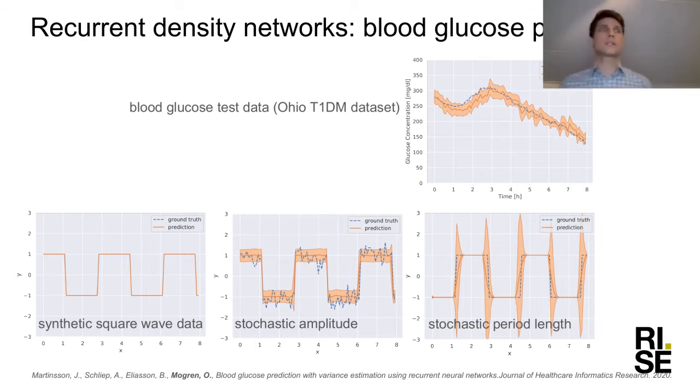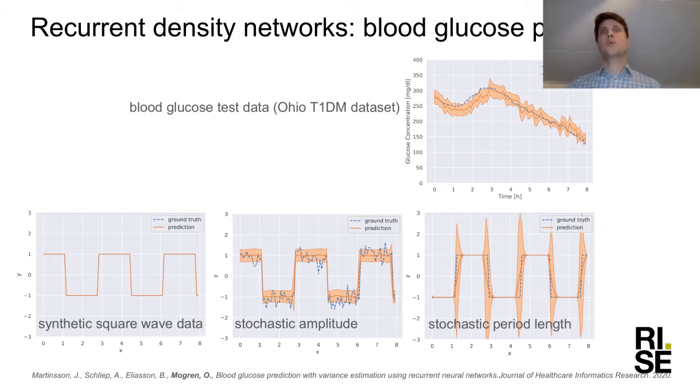This is actually work that John Martinsson and I, with co-authors, did a couple of years back. It was published this year, that's why it says 2020 here. We trained a recurrent neural network to produce these densities, using the negative log likelihood. This was motivated by doing predictions on blood glucose concentration. In the top line here, we see experiments on real data where we get the prediction and the variance estimation, which is the orange thick area around the brown prediction line. The blue line is the ground truth.